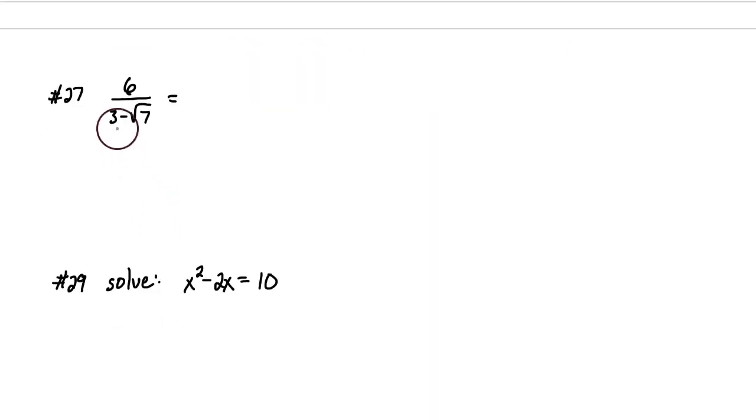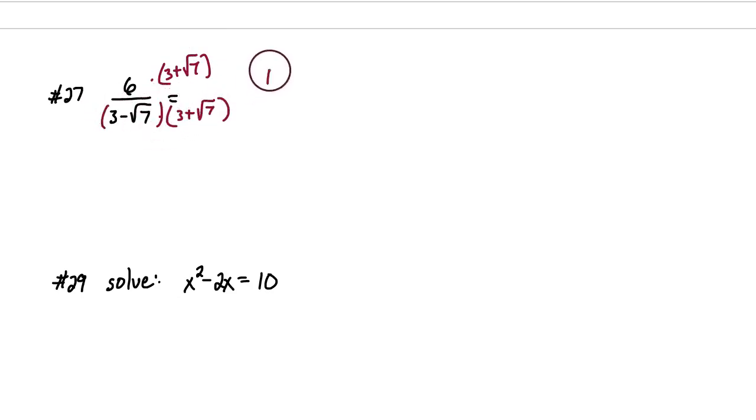Number 27, we have a fraction with a radical in the bottom. This is where you have to rationalize. So you're going to times the top and bottom by the conjugate of that denominator. The conjugate will have the same terms, but with the opposite sign in the middle. Notice I'm putting a plus sign in the middle.